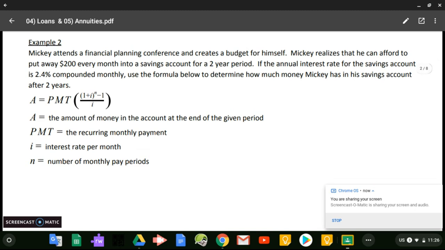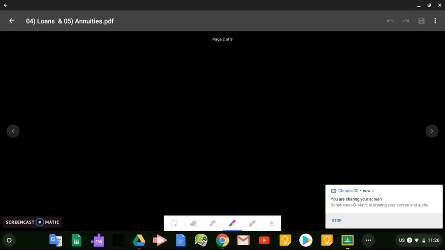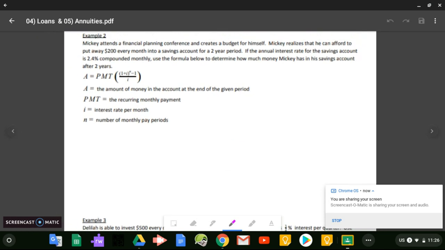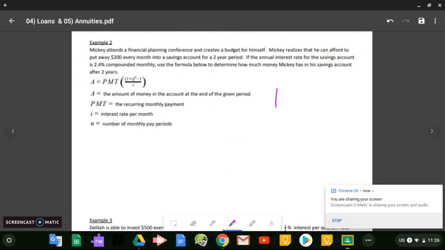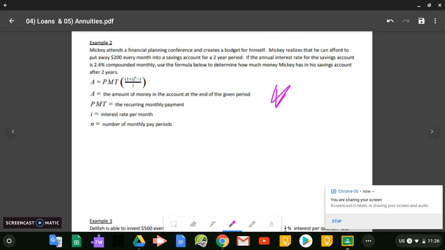I just want to do examples 2 and 4 with our word problems so I can give you an idea of how these work. So if you take a look at example 2, take a minute to read through the question. Okay, so we have a word problem here where Mickey attends a financial planning conference and he's making a budget for himself.